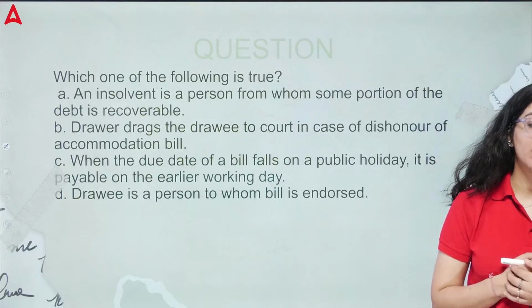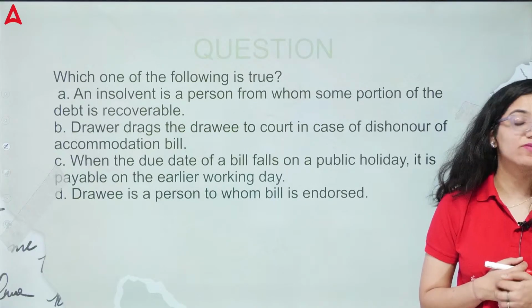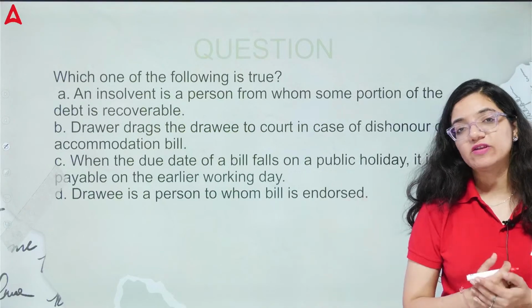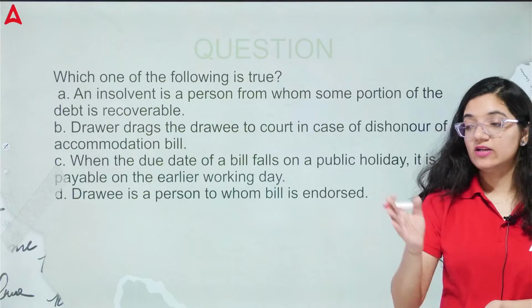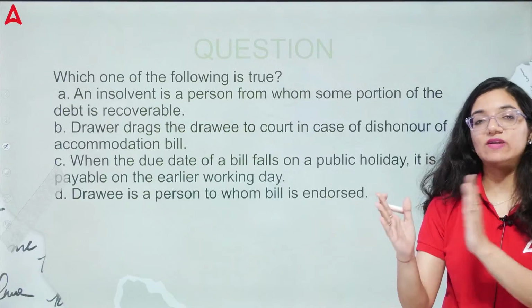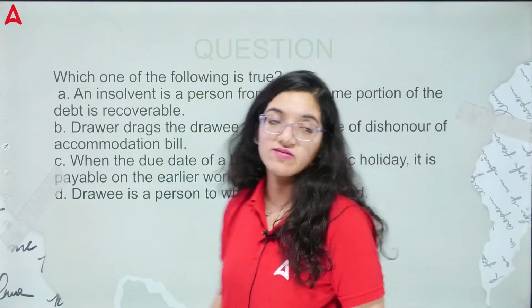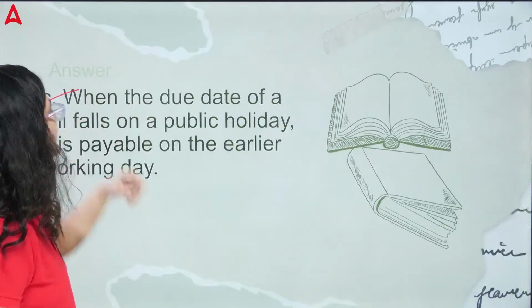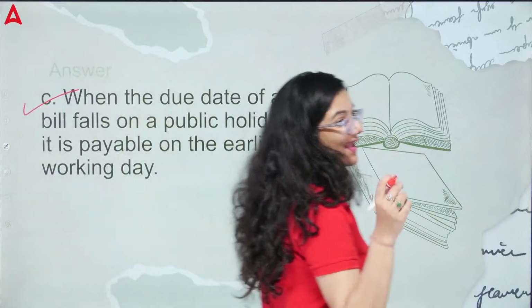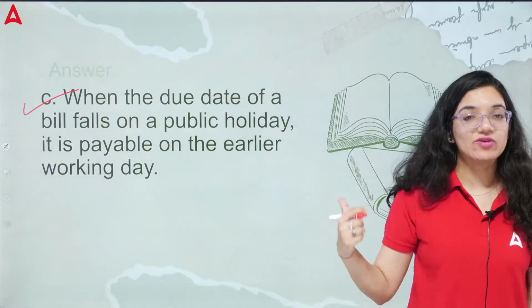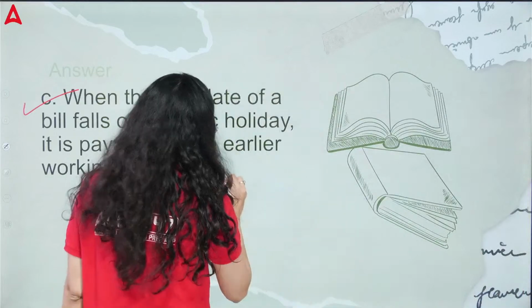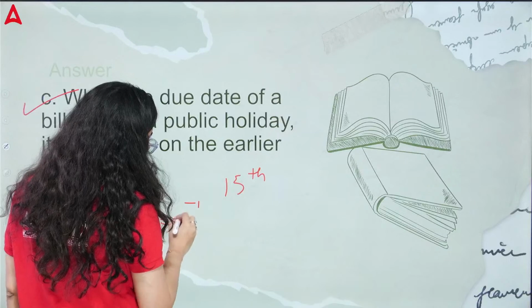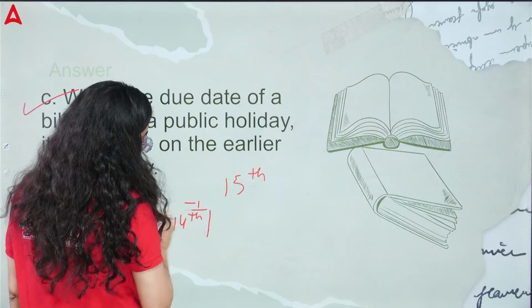When the due date falls on a public holiday, it is on an earlier working day. That's a specific rule. When we talk about 15th August, the due date is 15th August. We all know 15th August is a holiday. So why would we keep it on 15th August? We will move a day before. So in this case, the answer will come out to be C. This is correct. Rest everything has a glitch. This one is an absolutely clear thing. That means if the due date falls on 15th, then we will have -1 day. It would be on 14th that the person has to pay.